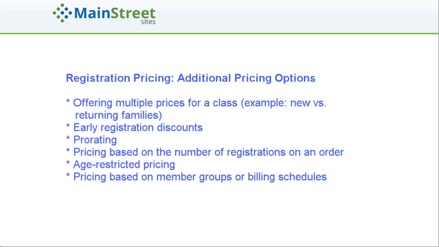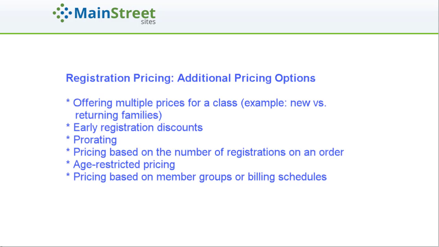Alright, what are we going to talk about here? We're going to talk about offering multiple prices for a single class. A classic example of that will be having a different price for new versus returning families. We'll look at early registration discounts, prorating of prices, and pricing based on the number of registrations on the order. So the first registration is this price, the second one has that price, and so on.